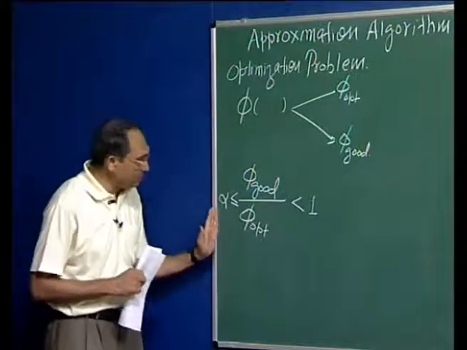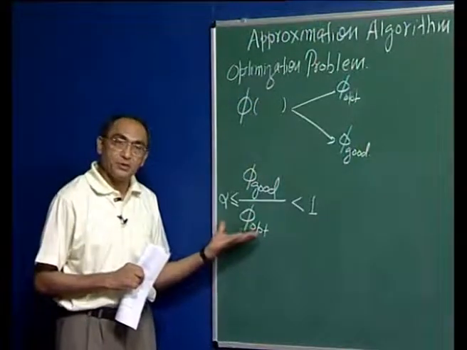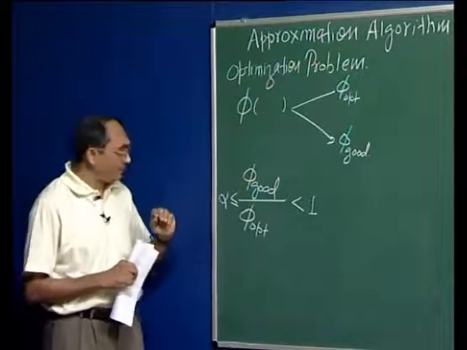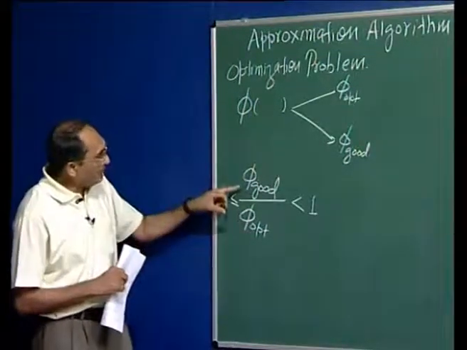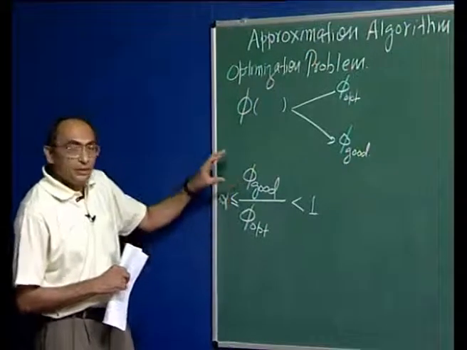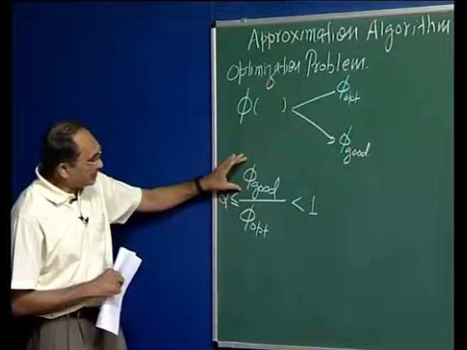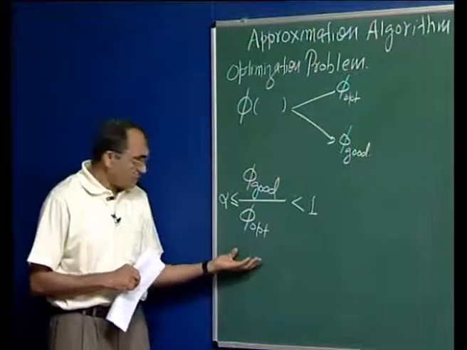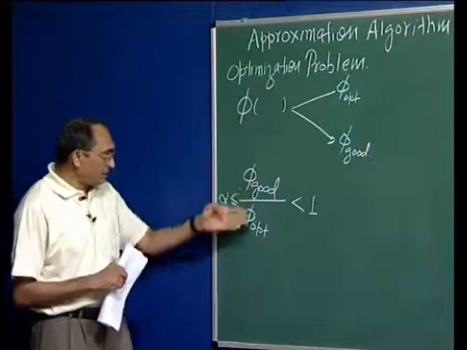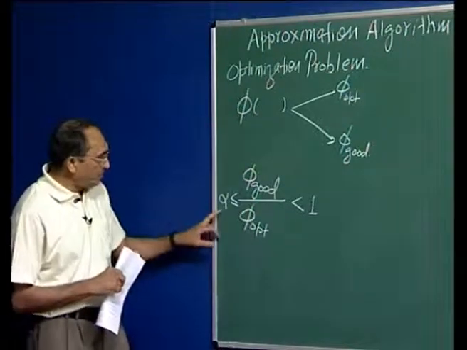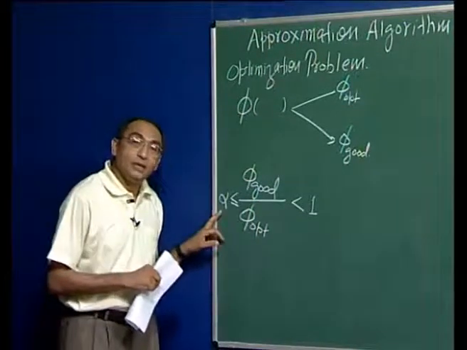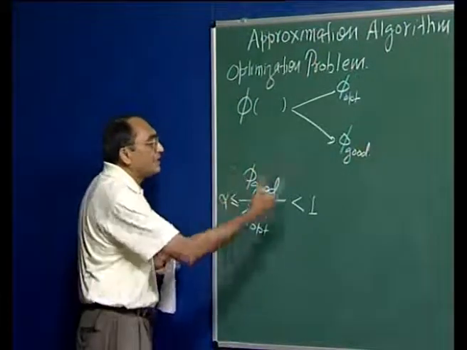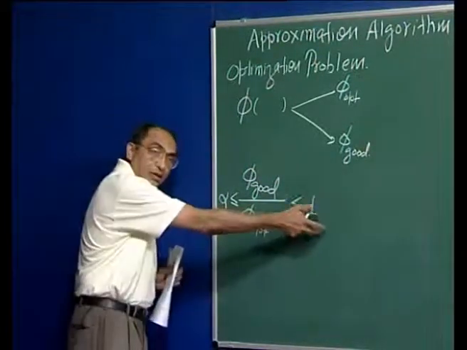If we can bound this ratio, we guarantee that no matter which instance of the problem you give me, I will give you a solution where the objective function will not be too far from the optimal value, that is to say the ratio of the two will be bounded by alpha. In case of minimization, similarly we will have a bound on the other side.